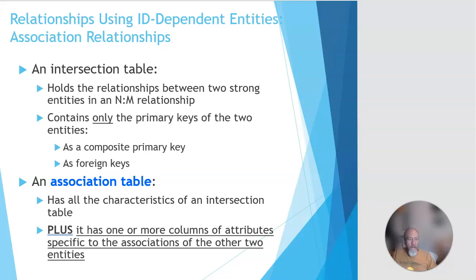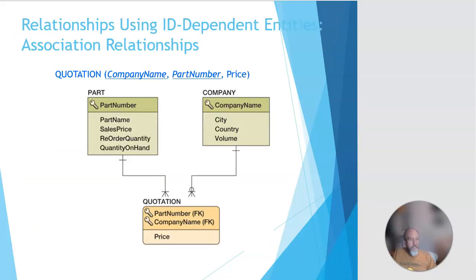And the reality is, which one do you want to do? You want to do the one that makes the business processes for your database the easiest. So we'll just show it right here. Notice in this case that I've got part and company, and part number and company name are both up in the primary key field, and they're foreign keys to other pieces. And in the quotation itself, we've got the price. So part number and company name being a composite primary key, and foreign keys linking back to the part and the company.